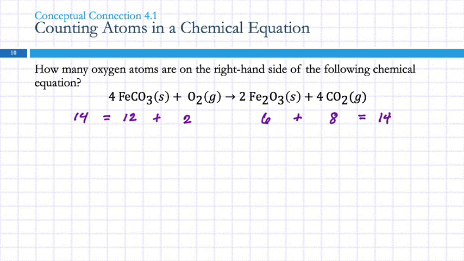That's what we're trying to do when we balance a chemical equation. We're going to make the number of oxygens be equal on each side, the number of carbons, the number of irons, whichever elements are in the equation.